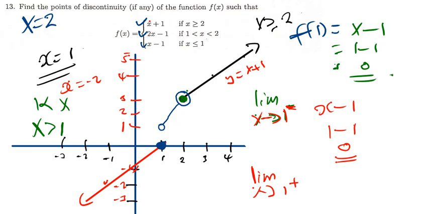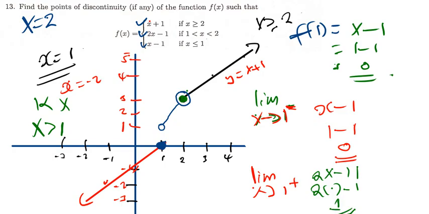The second one is saying 1 is less than x, which is the same as x is greater than 1. So the second one is 2x minus 1. Let's put 1 where there is x. We'll end up having 1.